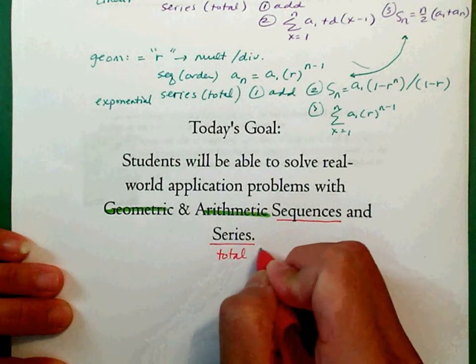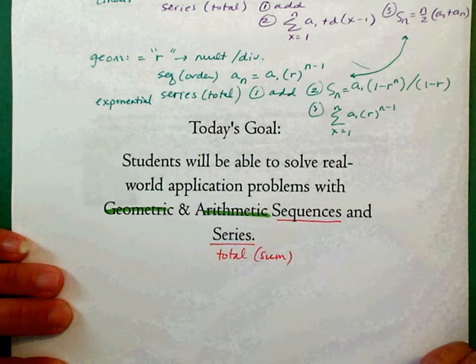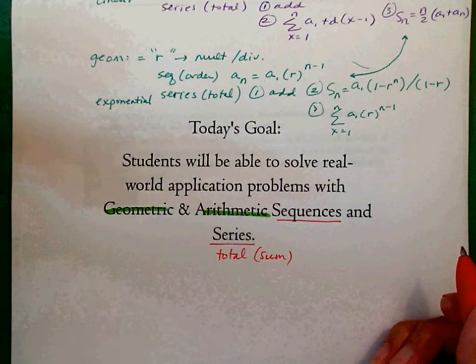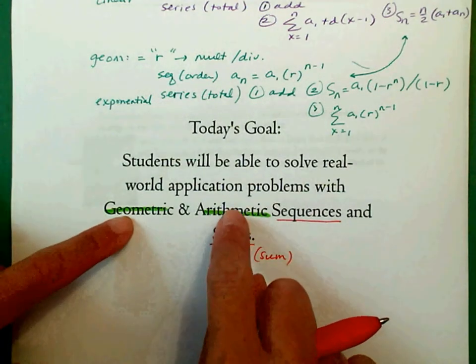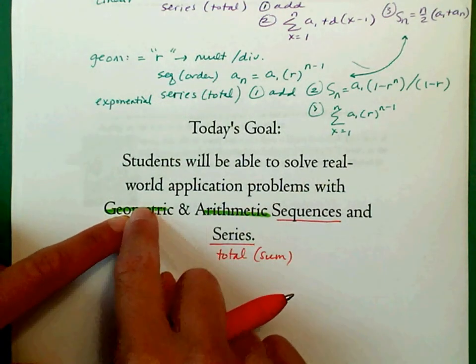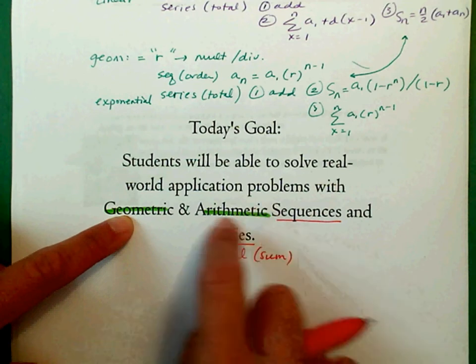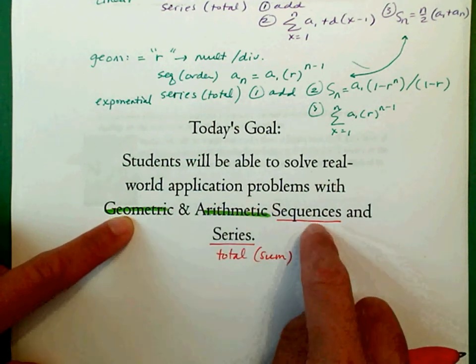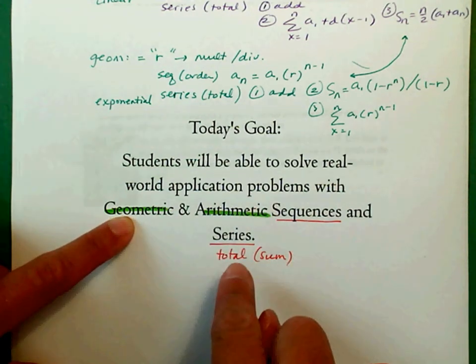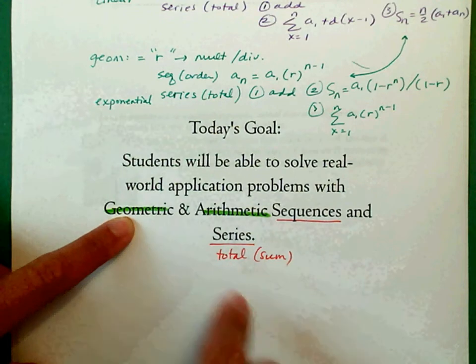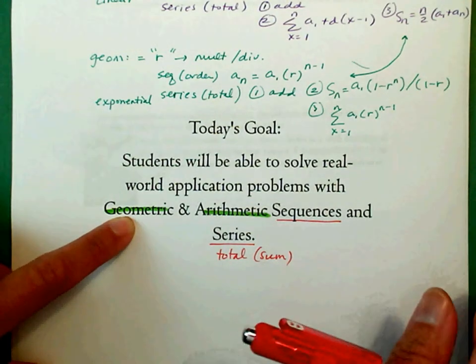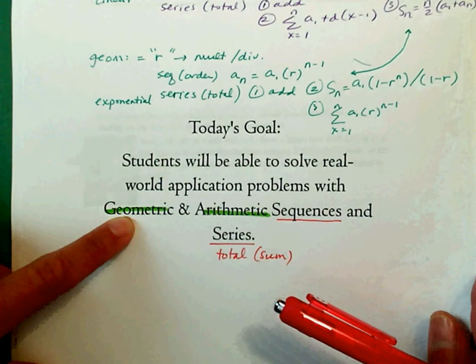Sometimes you hear the word sum. That's a total. So you have to figure out, is it geometric or arithmetic? Am I multiplying or am I adding a constant? Am I looking for something in order or am I looking for the total? Once you know the answer to these two questions, you can pretty much do any of these. So let's start with example 1.